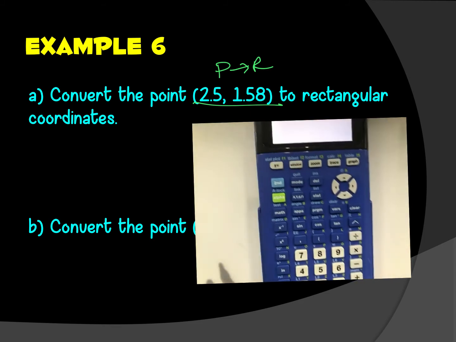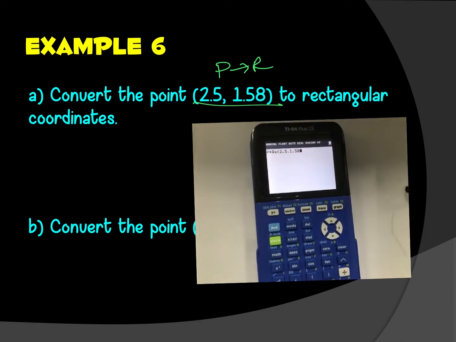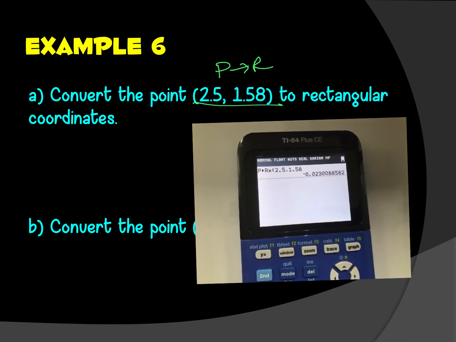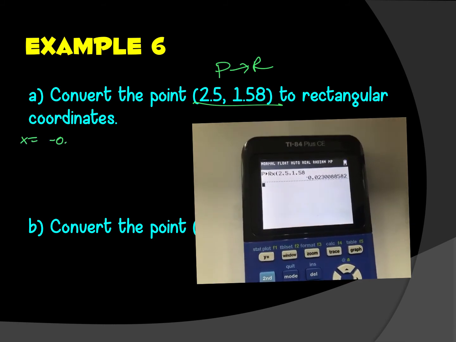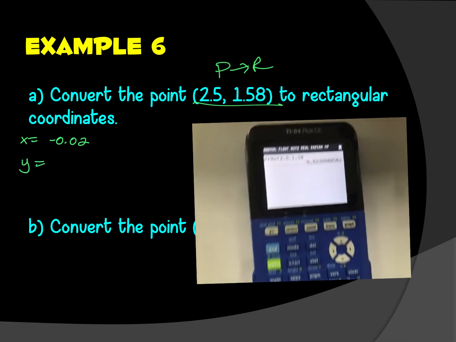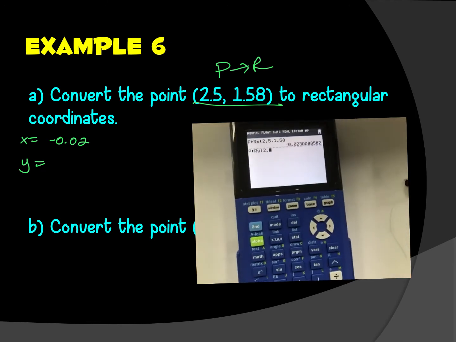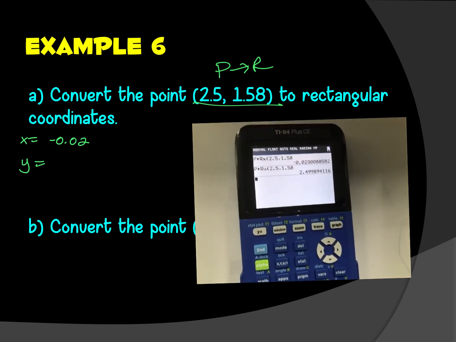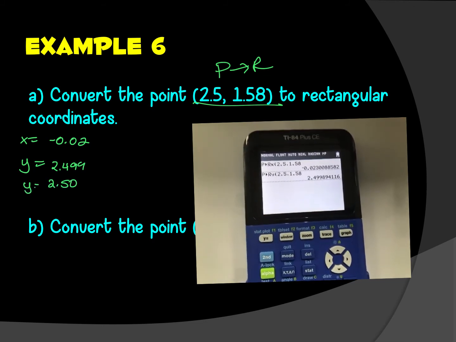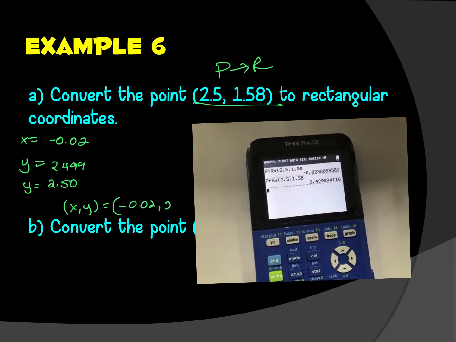And then I type that whole coordinate point in. So 2.5 comma, which is next to the parentheses, 1.58, hit enter. And that's the X coordinate of my rectangular coordinates. So X equals negative 0.023. We're gonna round to 2 decimal places. Then I wanna repeat that for Y. So I go second, apps, go P to RY, 2.5 comma, 1.58. And I get 2.499, so 2.50. So my answer is the XY, negative 0.02, 2.50.